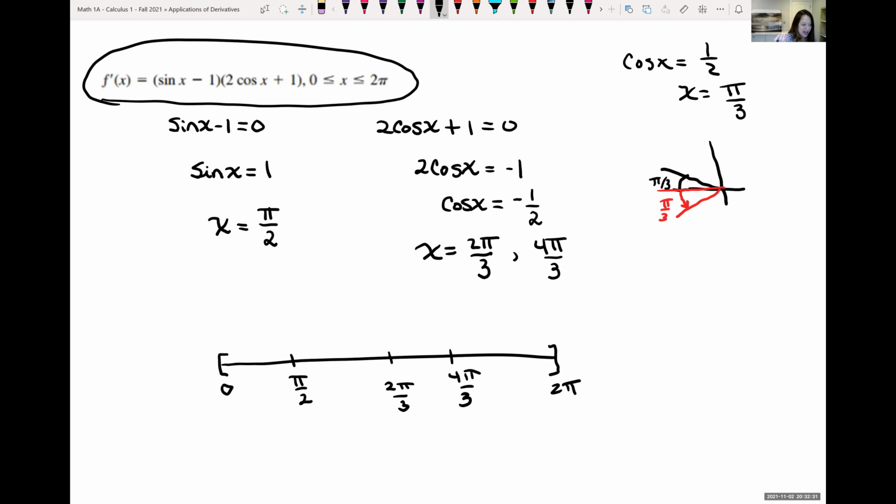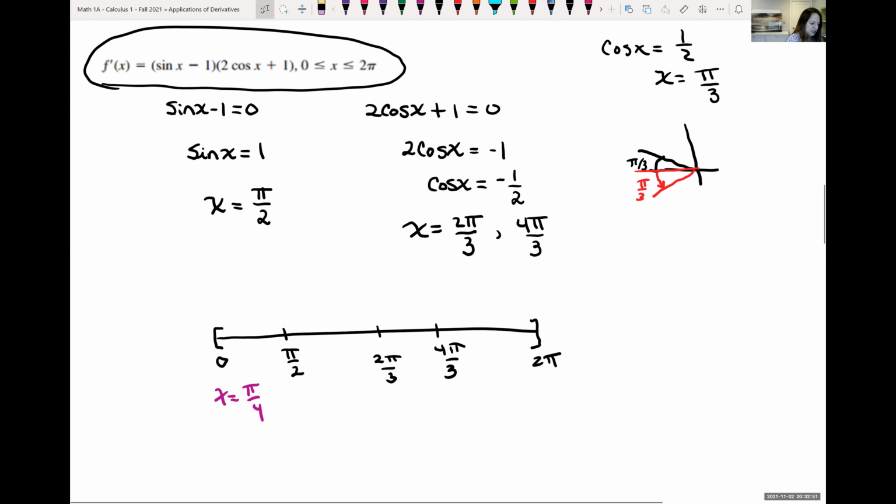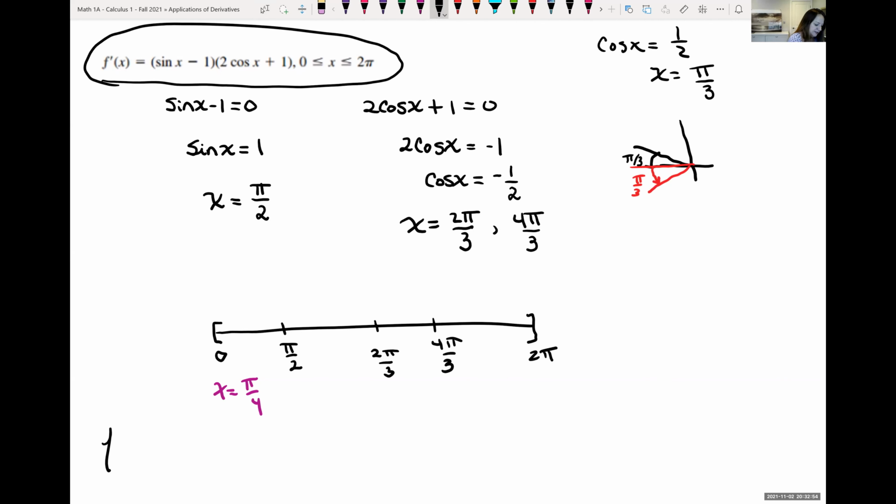So I'm going to choose values where I know what my trig functions are. If I was choosing something between 0 and pi halves, I know what sine of pi fourths is. So maybe let's choose x equals pi fourths first. We want to plug this back into our derivative function. So f of pi fourths is equal to sine of pi fourths minus 1, all times 2 cosine of pi fourths plus 1.